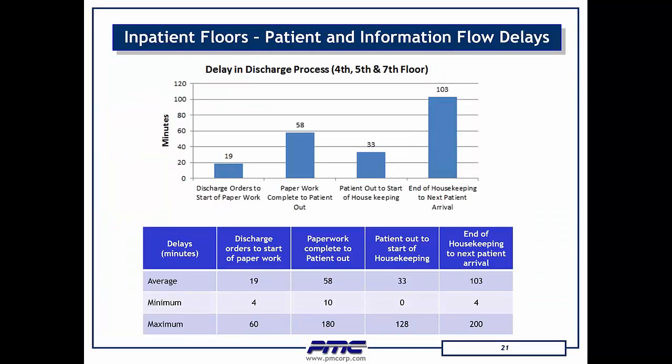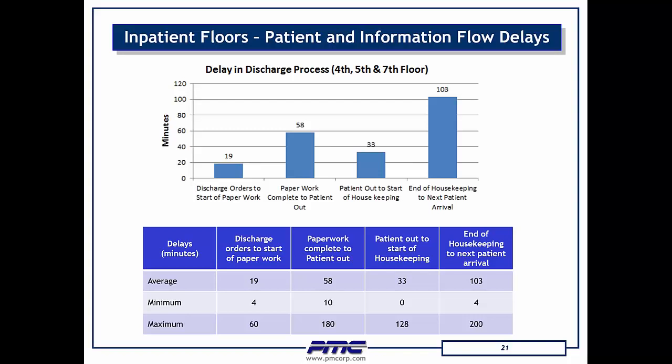Again, we're looking at it from the time the patient is discharged. As you can see, from discharge order to start of paperwork, there's a 19-minute delay there. That's basically a physician writes, "Yep, this patient has been discharged," writes a paper, and he or she has to give that paperwork to the RN. There is a 19-minute delay from the time the RN receives the discharge paper. The RN might be doing something else, so she might take up that order later. Then paperwork complete to patient out is close to 1 hour. That's basically he or she has to compile all the documentation for the discharge.